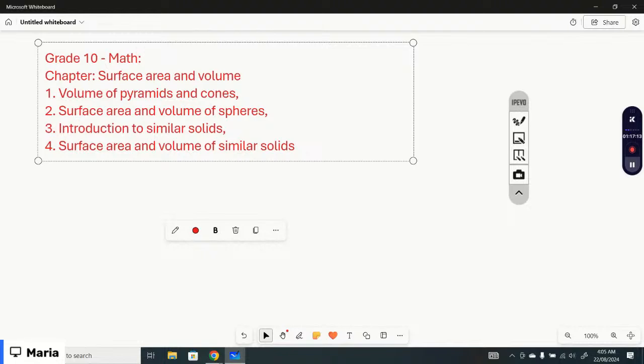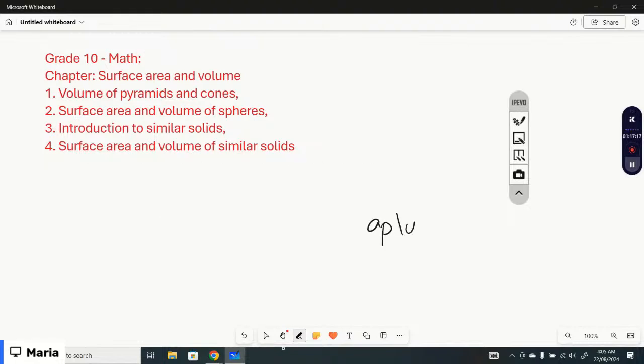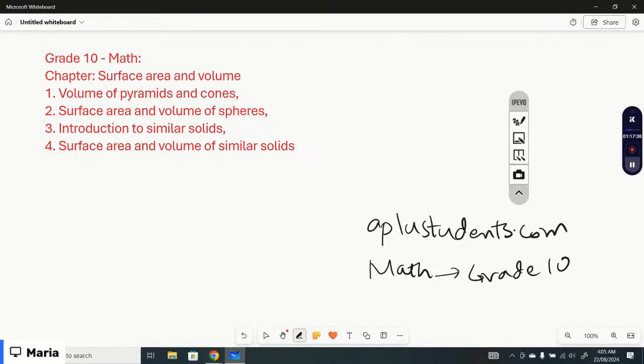You can find all the lessons on aplusstudents.com. You have to log in there using your email address and password as provided by the administrator. Then you have to select math from the subject tab. Scroll down to grade 10 math and then click on view all lessons. There you can find the list of the chapters.